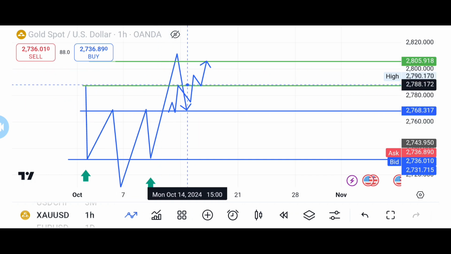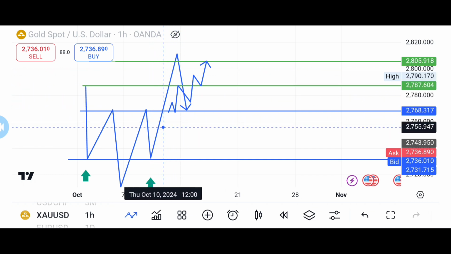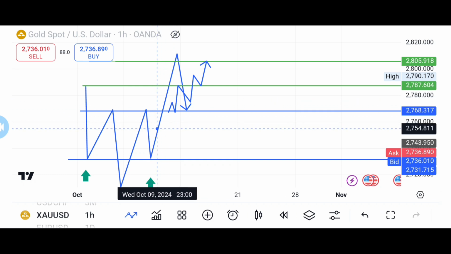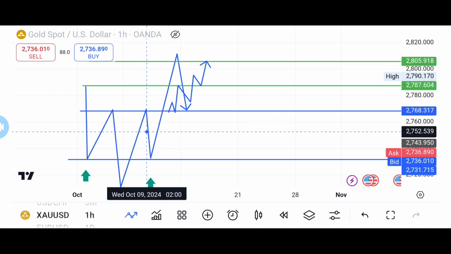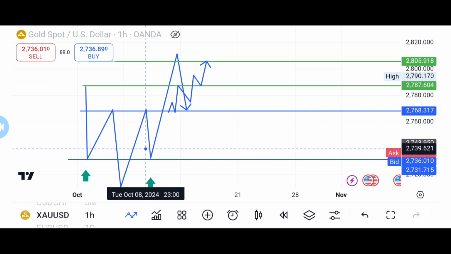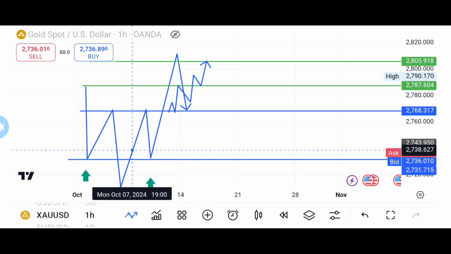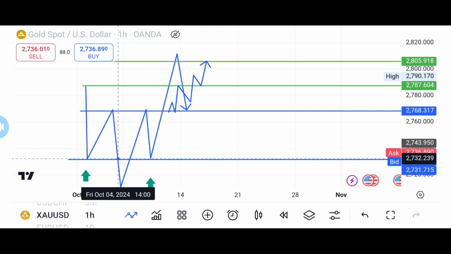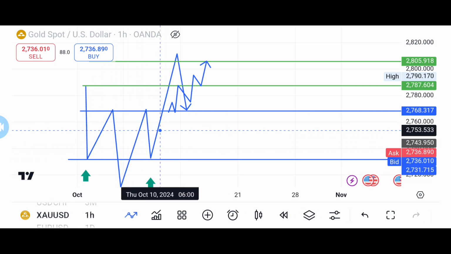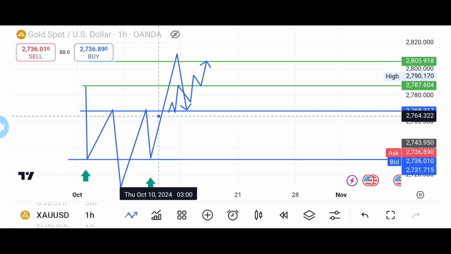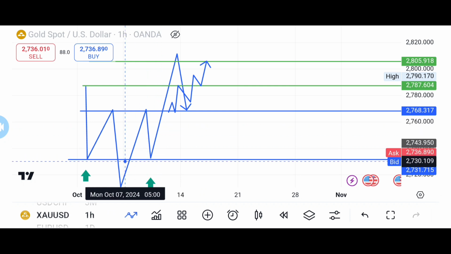I want you to go and practice to see this setup. But this is a disclaimer: it will not be as clear as the way I've drawn it. It will have different manipulation.